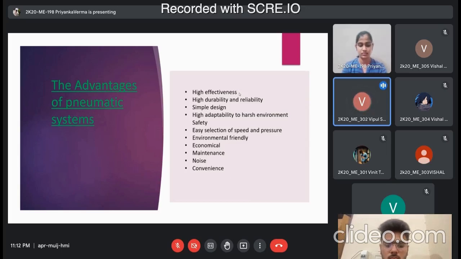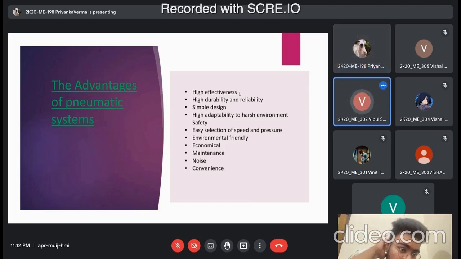Economical. As pneumatic components are not expensive, the cost of pneumatic systems is quite low. Moreover, as pneumatic systems are very durable, the cost of repair is significantly lower than the other systems. Maintenance. Pneumatic systems require little cleaning due to the pressurizing air, usually forcing out any dirt.